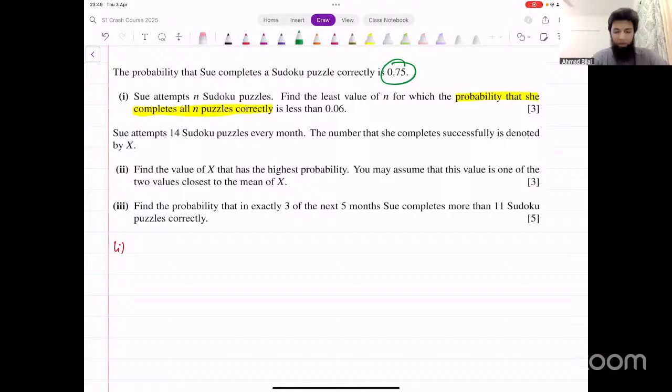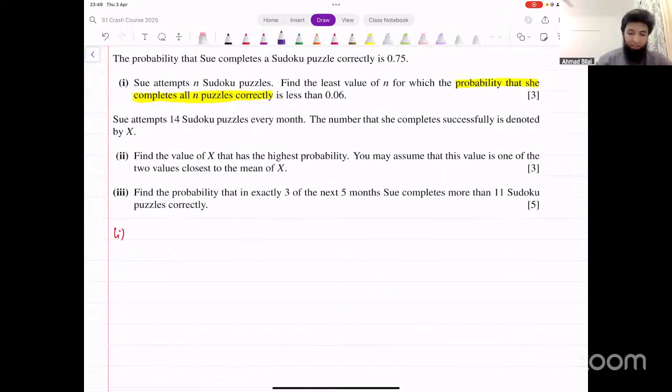There are two possibilities. She can either solve the puzzle correctly or not solve the puzzle correctly. So success and failure, and their probabilities are remaining constant. So all the conditions for binomial are being met. So this is binomial distribution with p equal to 0.75 and q equal to 0.25. Let's write that down. N is unknown, p is 0.75 and q is equal to 0.25.